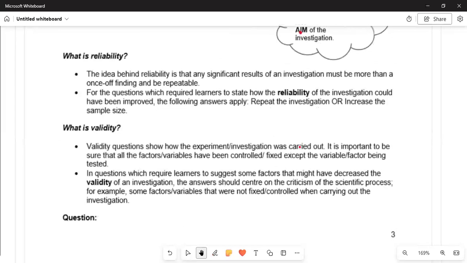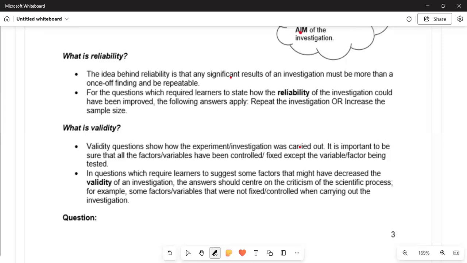What is reliability? The idea behind reliability is that any significant results of the investigation must be repeatable. The word significant tells us about importance. So for you to ensure that you are taking the right precautionary measures, you need to repeat that investigation over and over again.